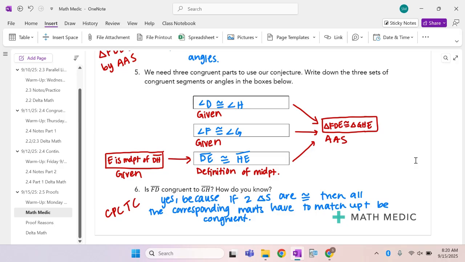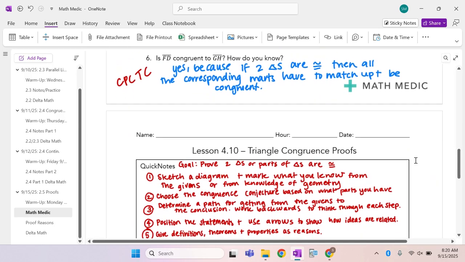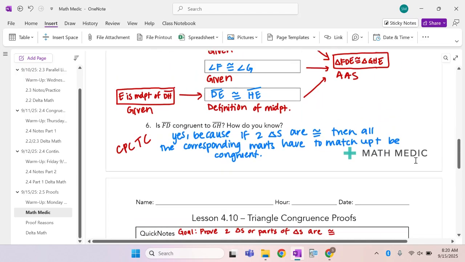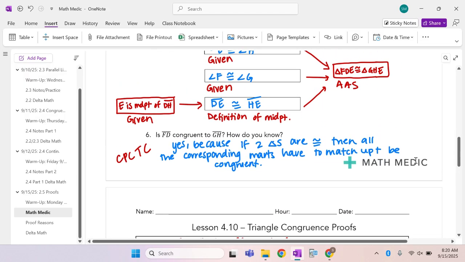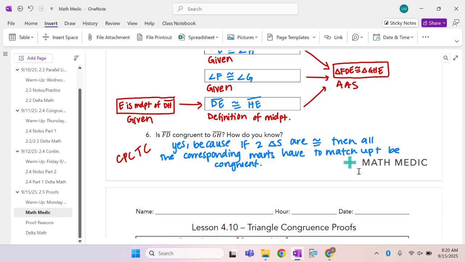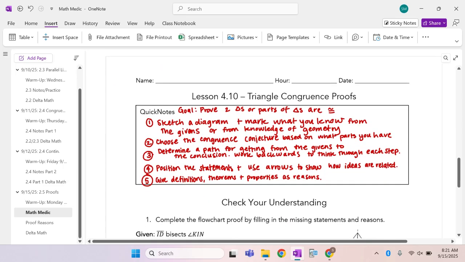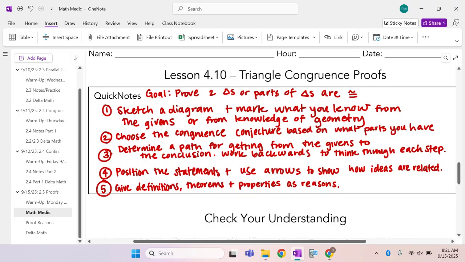All right, here's the quick notes. Sorry, it's not my handwriting. I don't know what it was. All right, here's your quick notes. So write these down quickly and then get out that green sheet of paper.